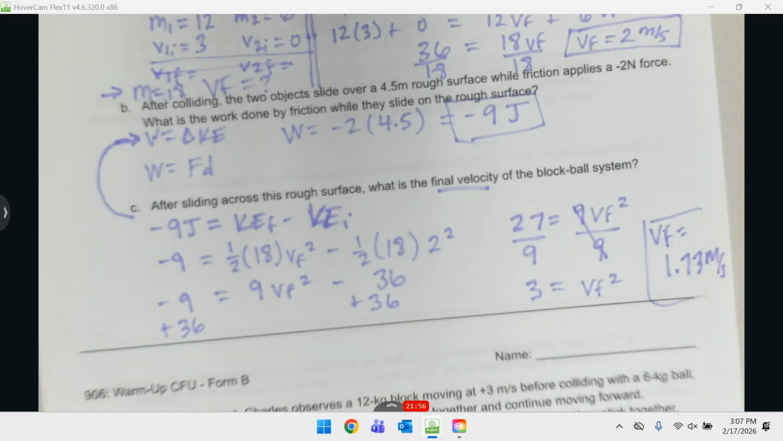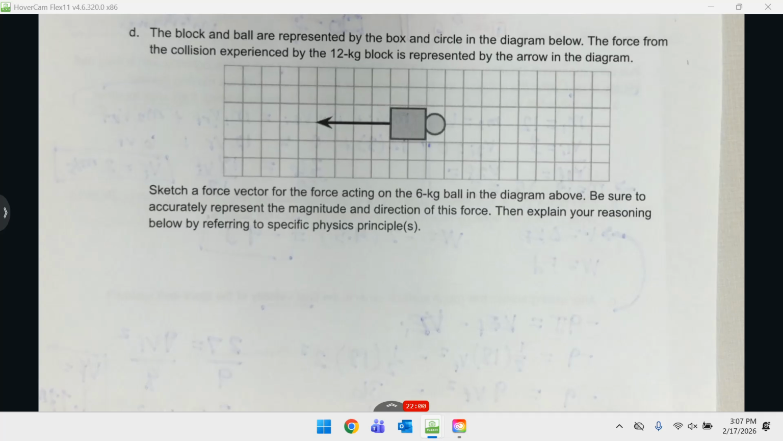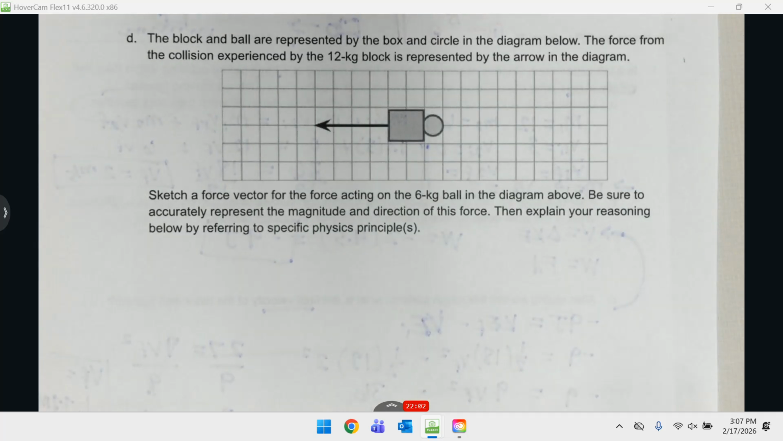All right, again, there is a back, so let's flip it over and see what it says. Part D says the block and ball are represented by the box and circle in the diagram below. The force from the collision experienced by the 12-kilogram block is represented by the arrow in the diagram. Sketch a force vector for the force acting on the 6-kilogram ball in the diagram above. Be sure to accurately represent the magnitude and direction of this force, and then explain your reasoning.